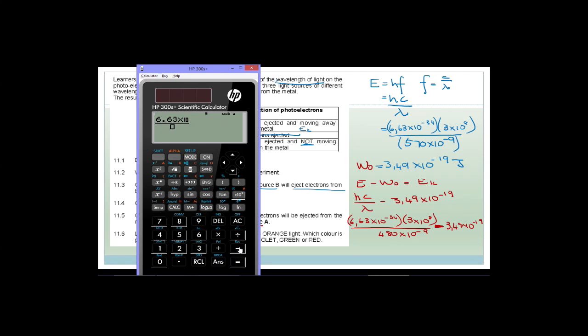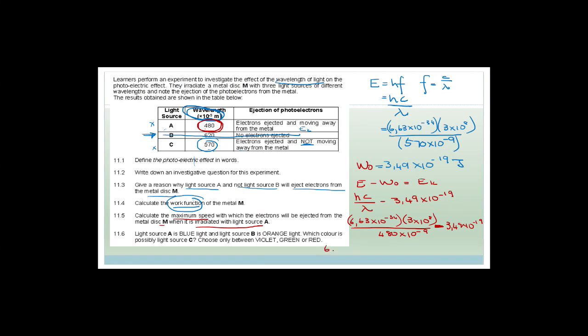6.63 exponent negative 34 multiplied by 3 exponent 8 all over 480 exponent negative 9 equals minus 3.49 exponent negative 19 equals. So that's my kinetic energy. It's 6.54 times by 10 to negative 20. Okay, so 6.54 times by 10 to negative 20 is equal to 1/2 mv². Okay, that's my kinetic energy.